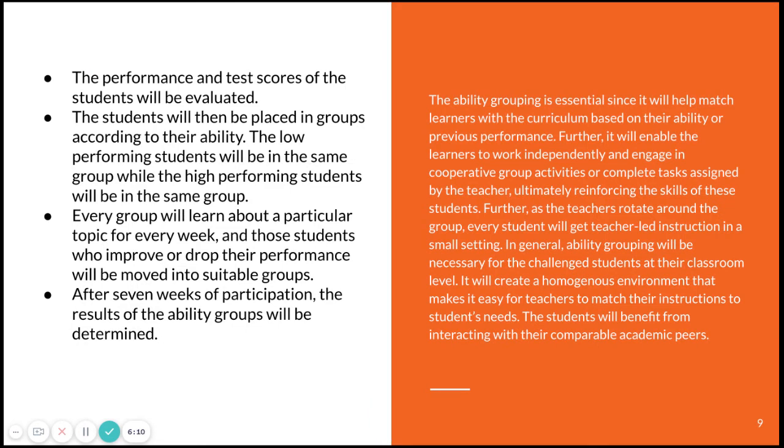The performance and test scores of the students will be evaluated. The students will then be placed into groups according to their ability. The low performing students will be in the same group, while the high performing students will be in the same group. Every group will learn about a particular topic every week, and those students who improve or drop their performance will be moved into suitable groups. After 7 weeks of participation, the results of the ability groups will be determined.